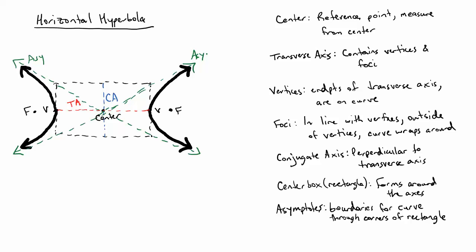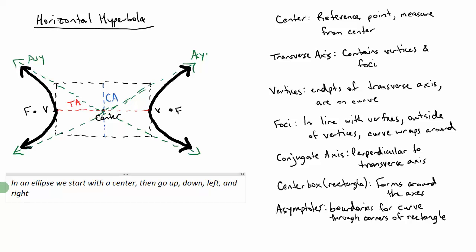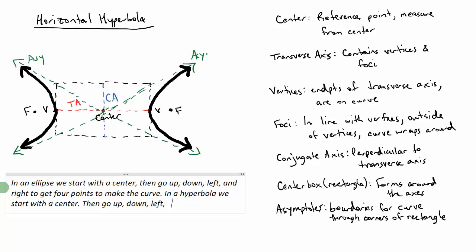Now what are the similarities to an ellipse? In an ellipse you start with the center and then you go up, down, left and right, just like we did with the hyperbola. In an ellipse we start with a center, then go up, down, left, and right to get 4 points to make the curve. In a hyperbola, we start with a center, then go up, down, left, and right, but not to get 4 points, to construct the center rectangle. Okay? So that's the difference.